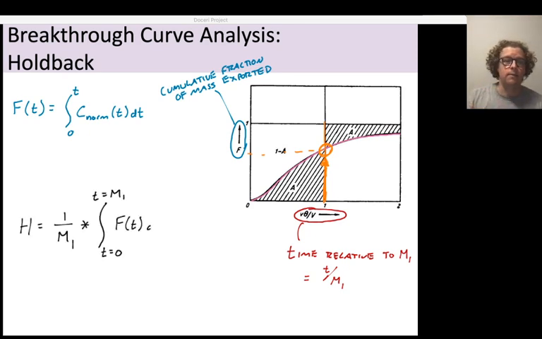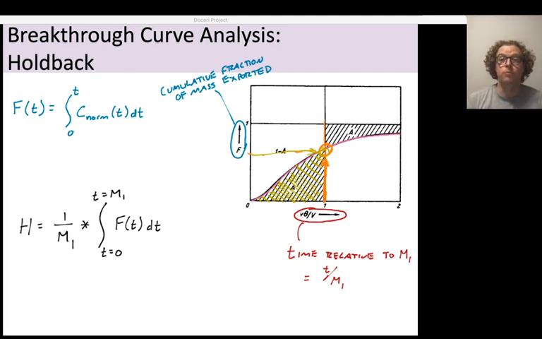The way you calculate that is to take 1 divided by that first temporal moment, so 1 over m1, and you multiply it by the integral from time equals 0 to time equals m1 of that cumulative function. So that's the mathematics of it. What you're functionally doing is asking, how big is that square, or how big is that shape that I'm hatching in with yellow right now? That gives you your holdback function.